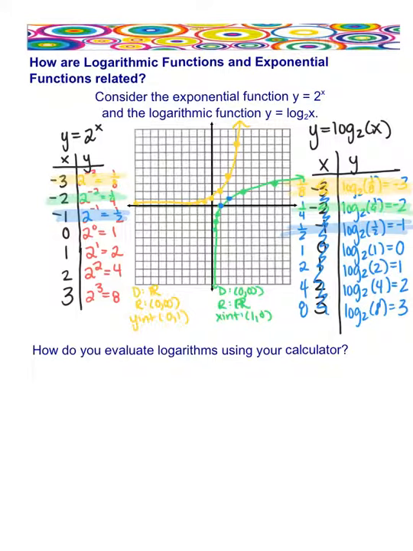You also might notice that if I were to draw in the line y equals x, and if I were to flip the yellow line over the red line, I would land on the green line. And if you were to flip the green function over the red, I would land on the yellow. What this tells us is that these functions are inverse functions of one another.